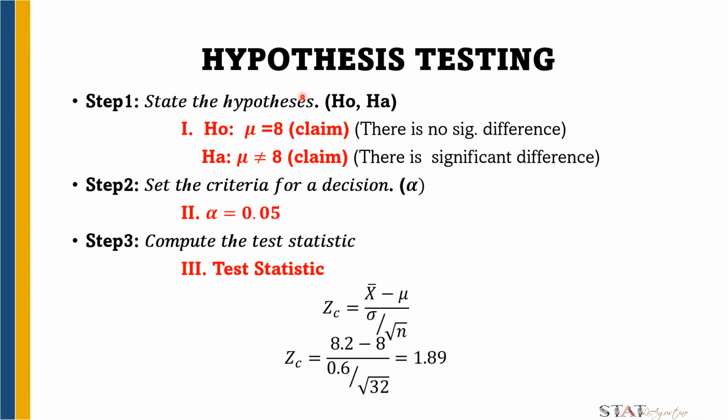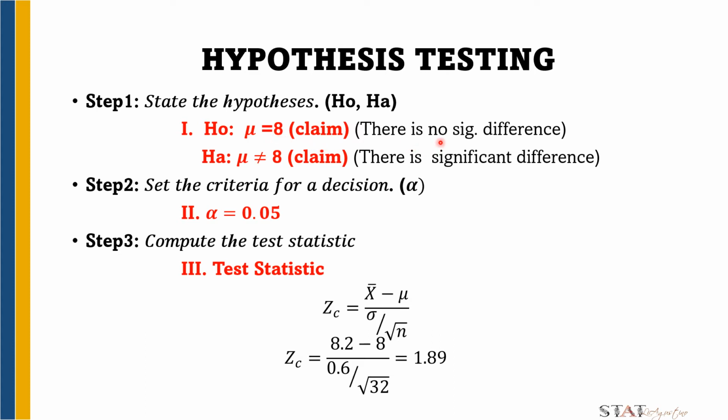So using the steps to hypothesis testing that we had in our previous lesson, we will still use them in our z-test. So step 1, state the hypothesis. You can state it this way: your null hypothesis, mu is equal to 8. That is the claim according to the problem.